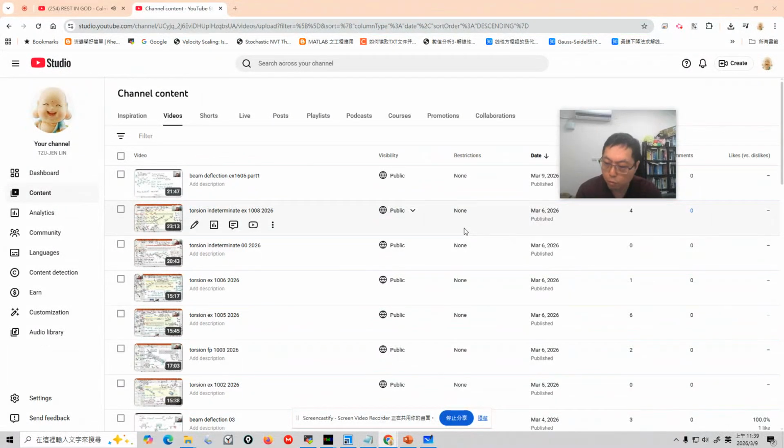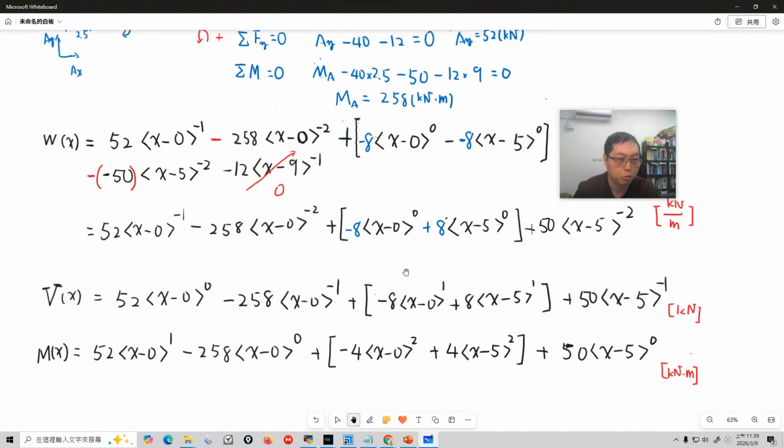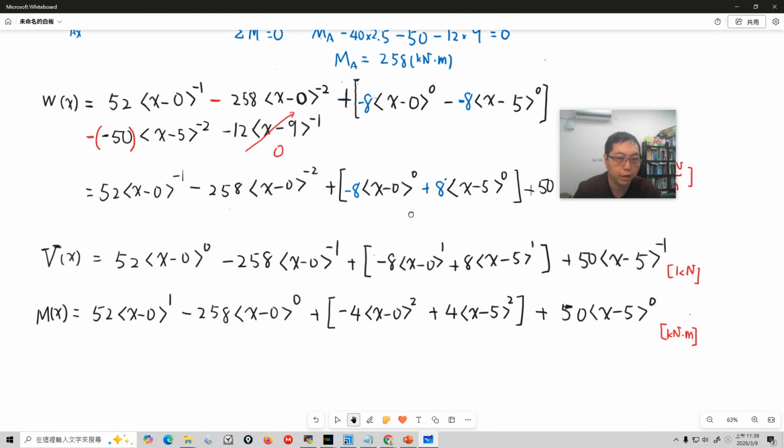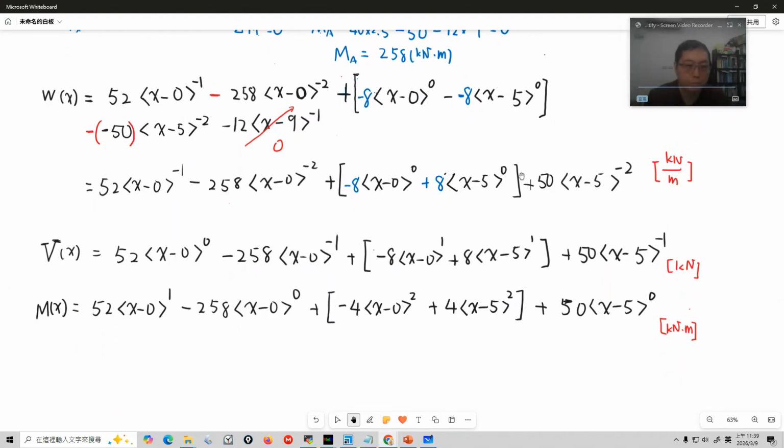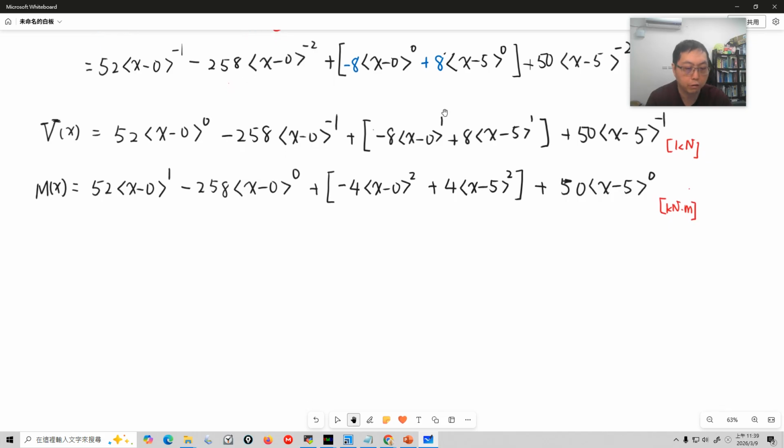Okay, hello everyone. This is a video for the second part of example 16.5. In the previous video, we already solved the moment function of the beam. Next we have to use this moment function to calculate the elastic curve, or so-called deflection, of the beam.